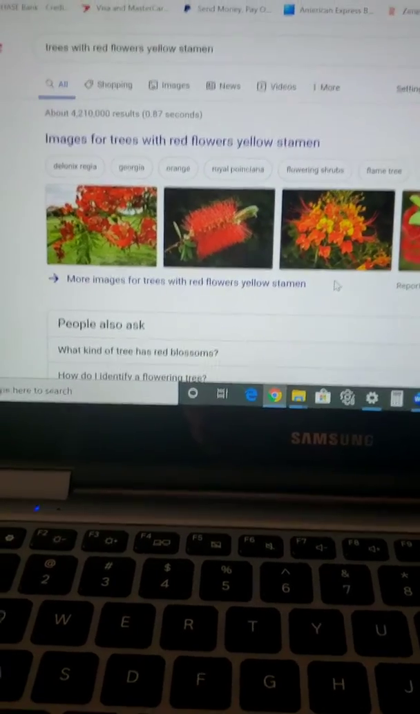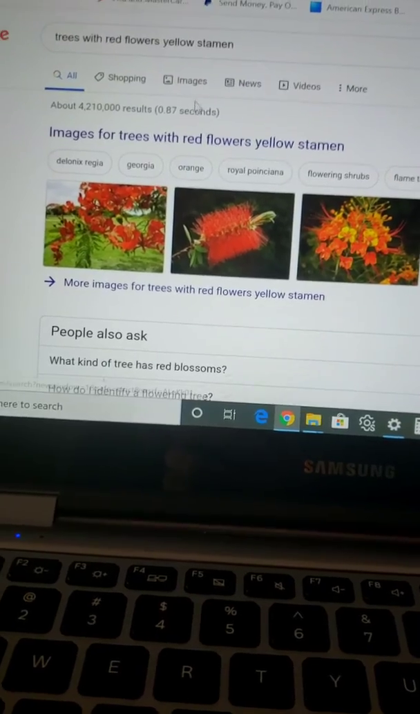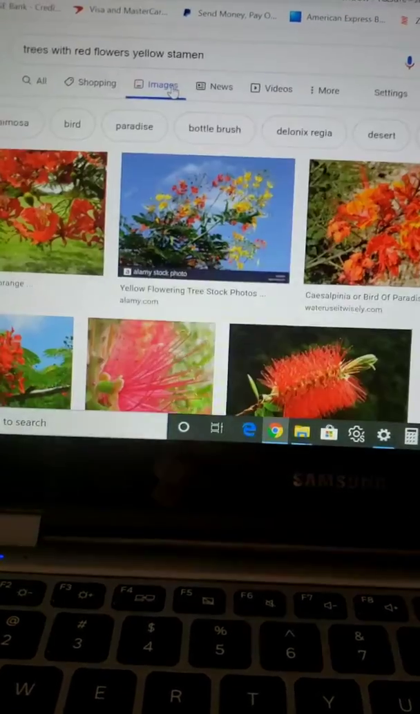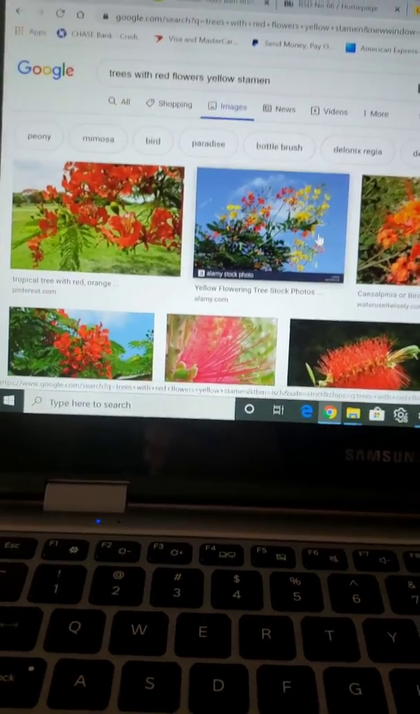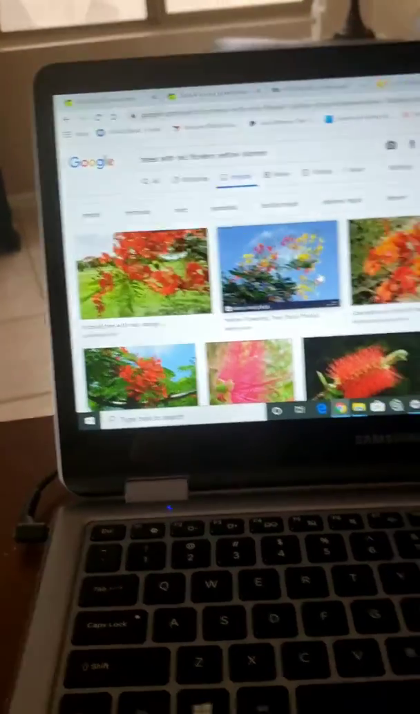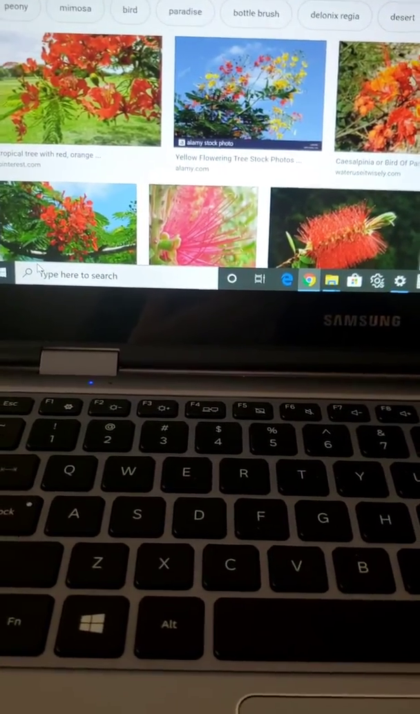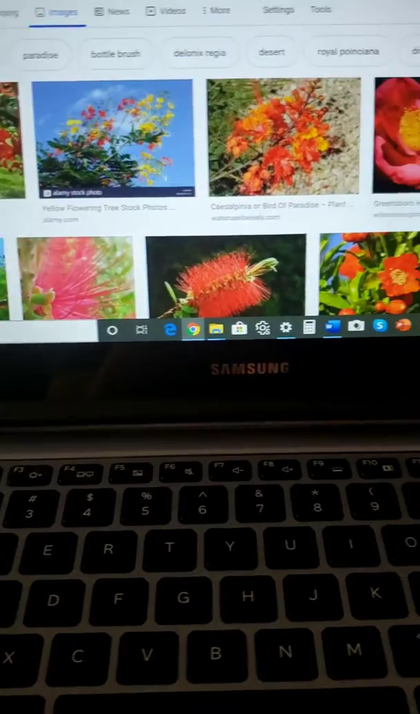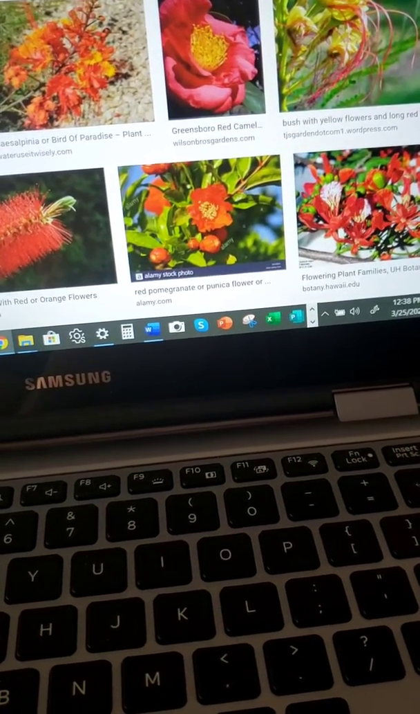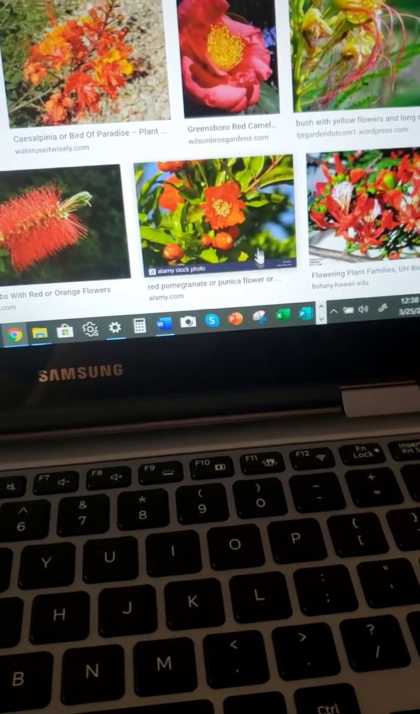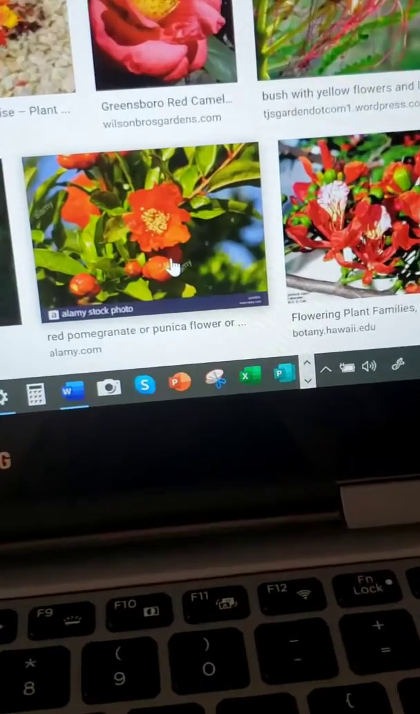So what I'm going to do is I'm going to go to images. And I'm going to look for a picture that looks similar to the flower. I'll move my mouse over here. That's on that tree. So let's see. Looking at these, what do I see? Oh, right here. This looks exactly, can I zoom in?